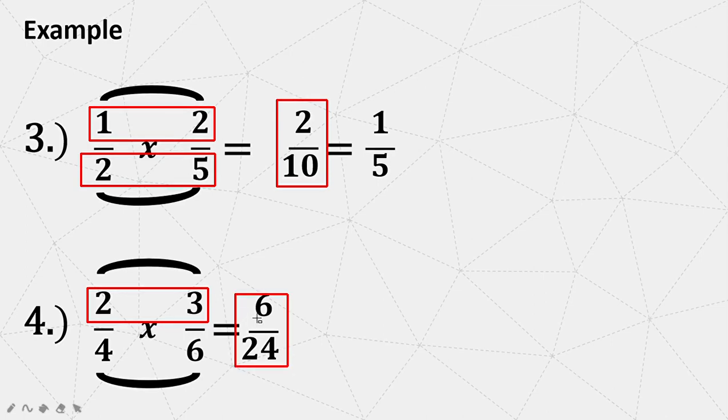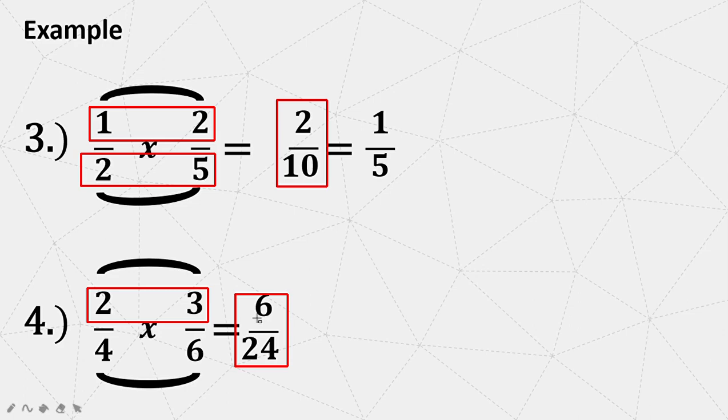Okay? 6 is divisible by 2. 6 is divisible also by 3. And divisible also by itself. Okay? So, pwede siyang ma-divide sa 2, pwede siyang ma-divide sa 3, at saka pwede siyang ma-divide sa kanyang sarili. So, tignan naman natin yung si 24. 24 is divisible also by 2. Okay? And how about 3?